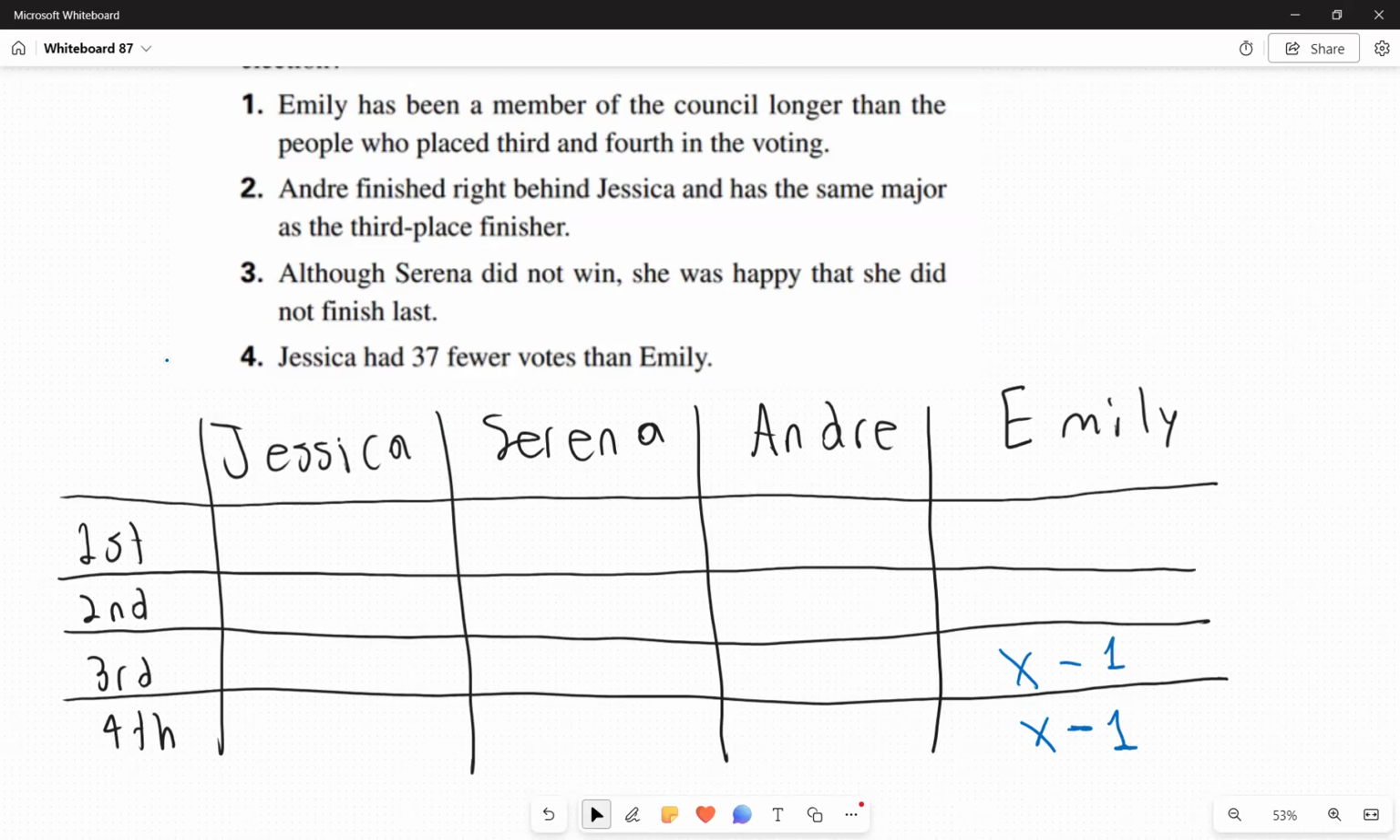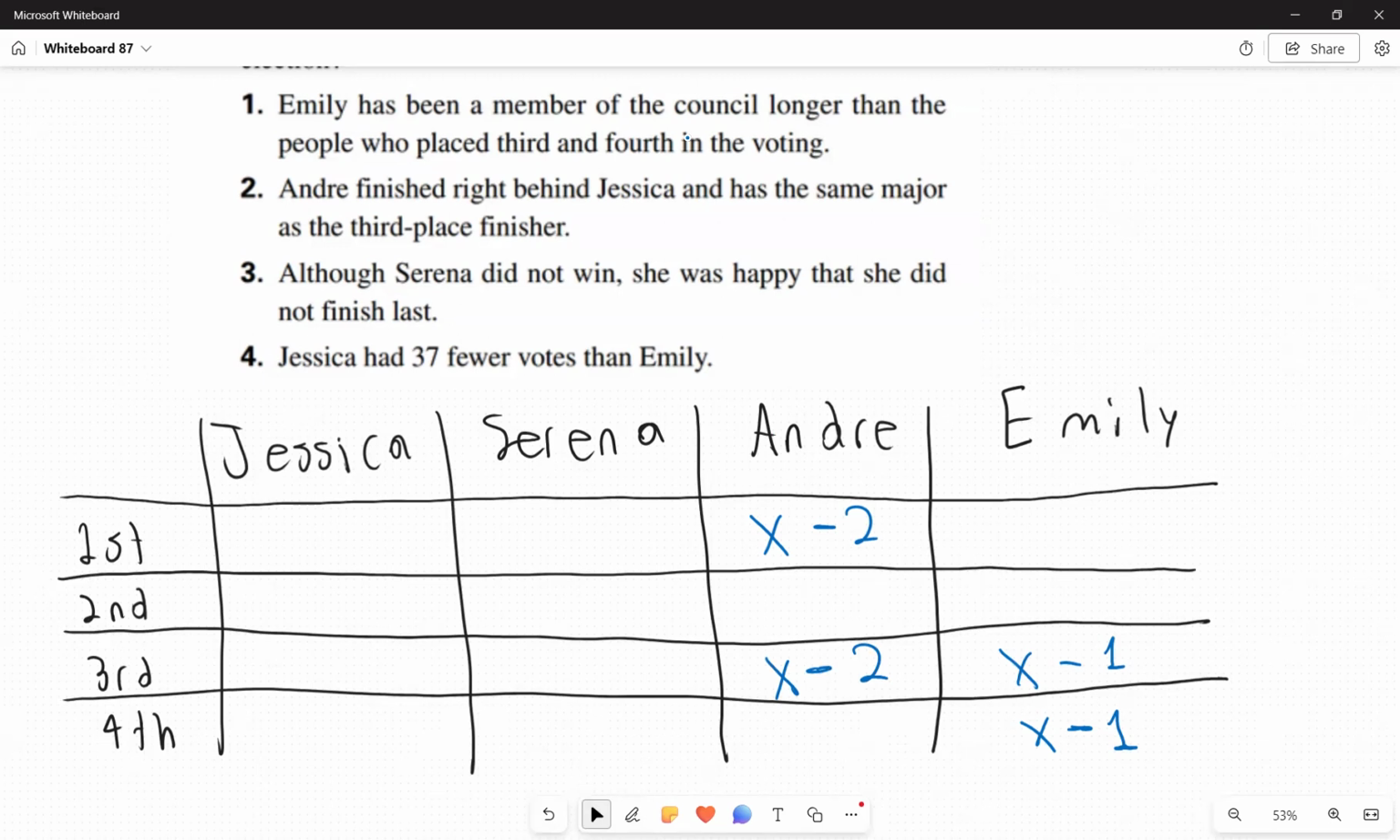The second clue is that Andre finished right behind Jessica and has the same major as the third place finisher. So if he finished behind someone, we know that Andre cannot be first place. And if he has the same major as the third place finisher, he cannot be third place.